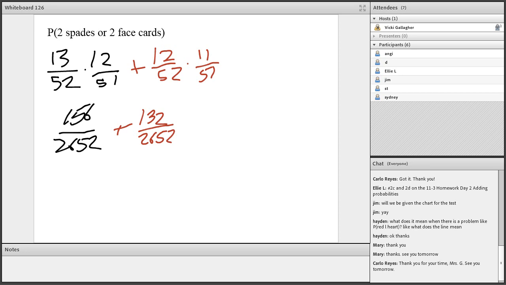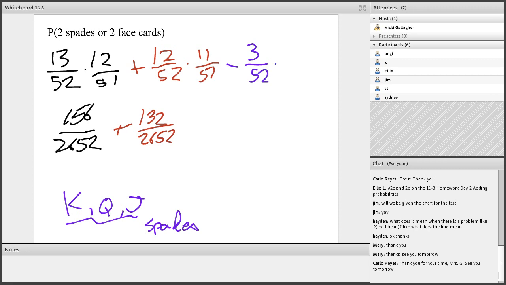Now this one also has an overlap because there are face cards in the spades deck. There is a king, a queen, and a jack of spades. And so since there are cards that are both spades and also face cards, we need to subtract off the overlap. Now, again, as I've shown down here, there are 3 cards that are both spades and face cards out of the 52 in the deck. And then once I take one of them out, there will only be 2 cards that are both spades and face cards. And so I need to subtract off 6 out of 2652.